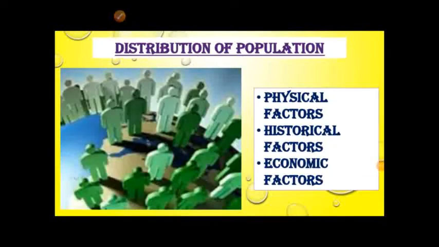Distribution of population. Population distribution refers to the way in which people are spread out across the Earth's surface. The world population is not uniformly distributed owing to the following factors. Physical factors. Physical factors include temperature, rainfall, soil, relief, water, natural vegetation, distribution of minerals, and availability of energy resources.